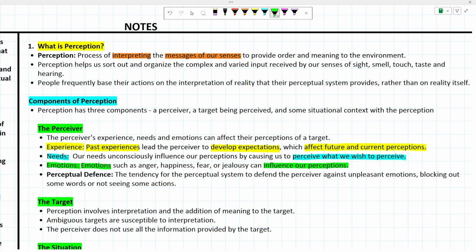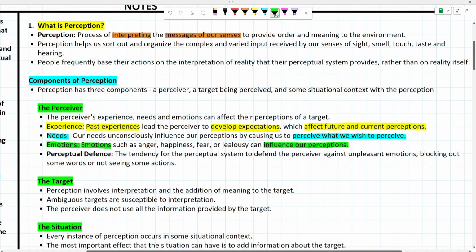Perceptual defense, the tendency for the perceptual system to defend the perceiver against unpleasant emotions, blocking out some words or not seeing some actions. So in this case, sometimes you may hear something, but your perception of it, you just block it out because that's something you don't want to hear. And that happens with a lot of people.